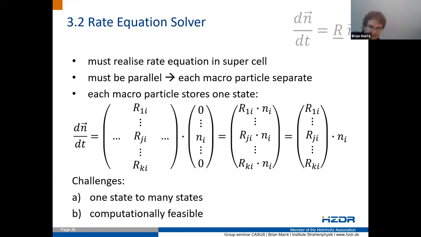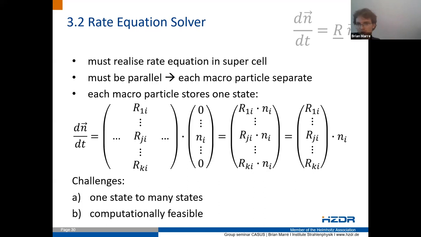The problem is, first of all, we have committed to only storing one specific state in our macroparticle, but this equation takes one state and makes many. So we have to deal with that. And the second thing is, of course, we want to do this as parallel as possible, because we want to optimize our simulation. We need to optimize it.